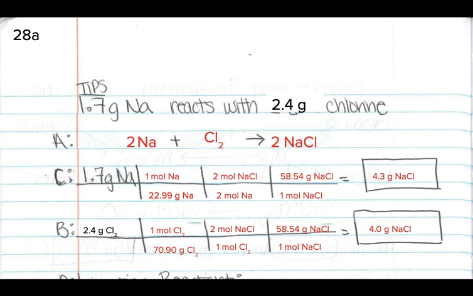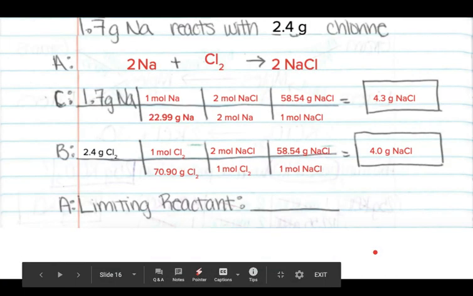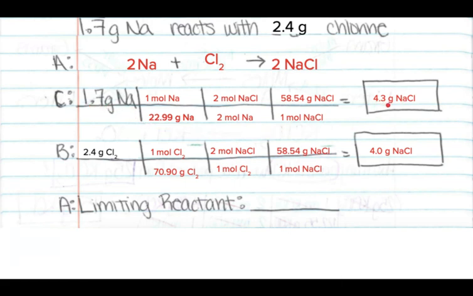All right, so then what's your limiting reactant? If you take a look here, 1.7 grams of sodium will produce 4.3 grams of sodium chloride. 2.4 grams of chlorine will produce 4 grams of sodium chloride. So remember, whichever reactant is going to produce less of your product, that is your limiting reactant. So it's chlorine.